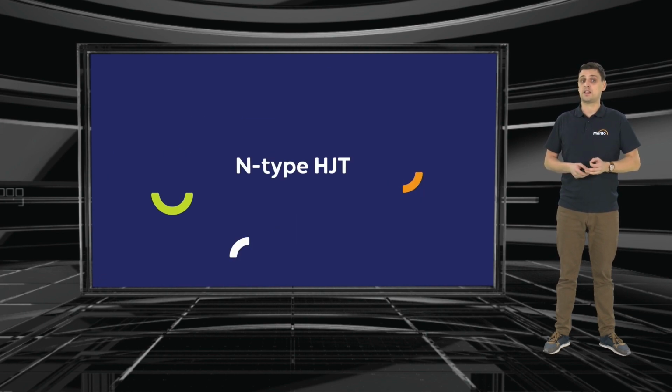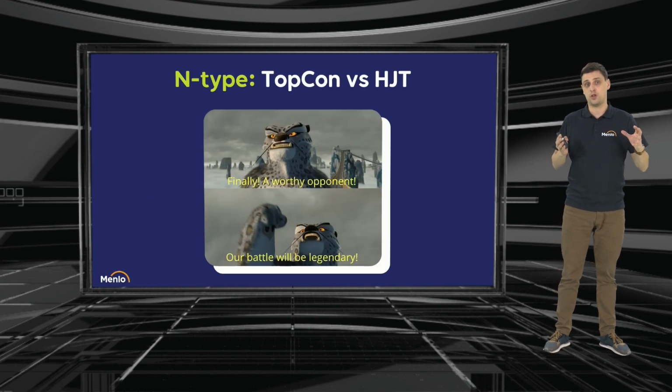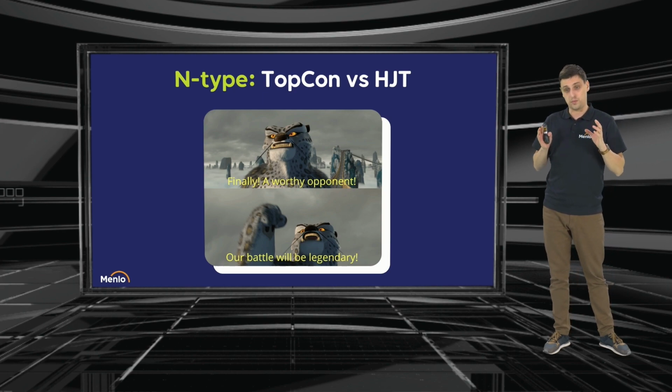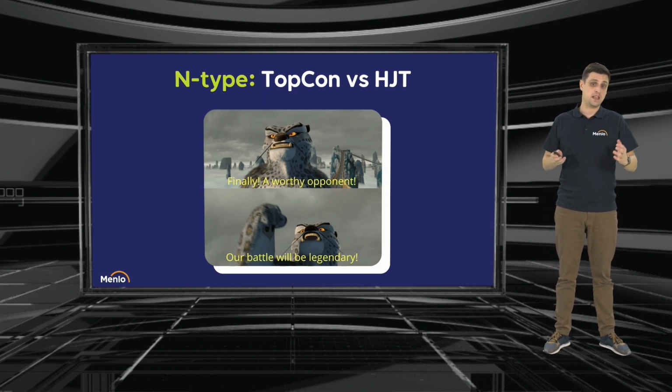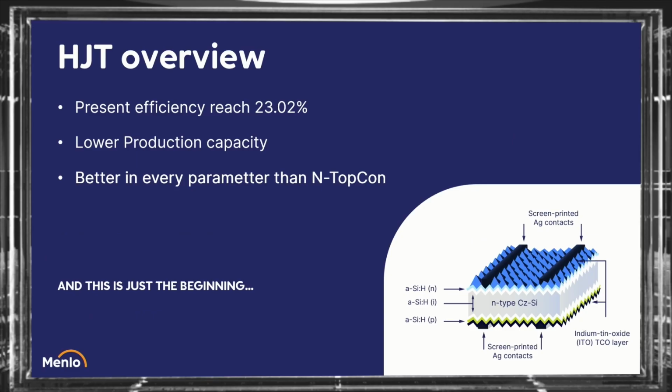But it's not the only interesting new technology which hits the market. The next one is N-type heterojunction technology, and the competition between those two N-type technologies is something good to be aware of, again because of the differences in technology and parameters.